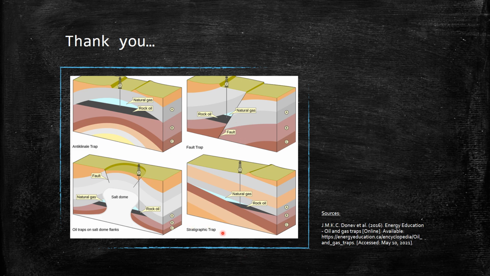So the combination trap is where sometimes we might have all the settings in just one area. As the name suggests, it's a combination of stratigraphic as well as structural kinds of trap.